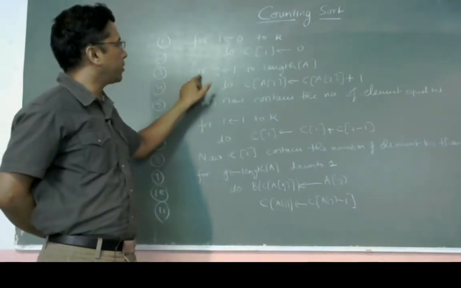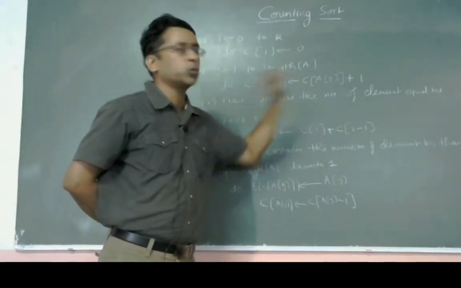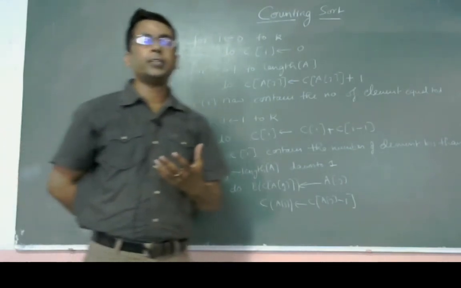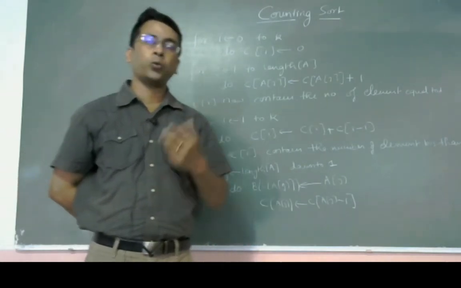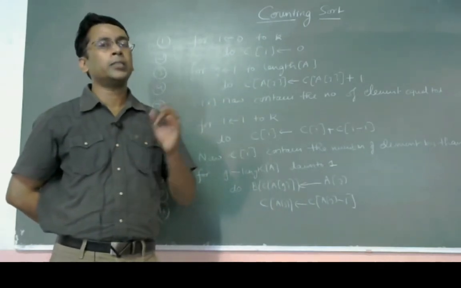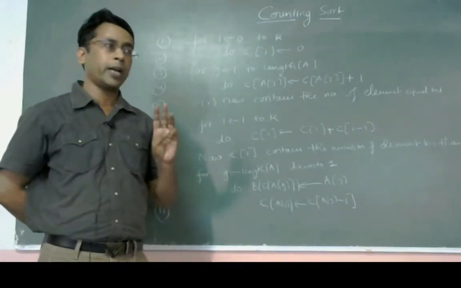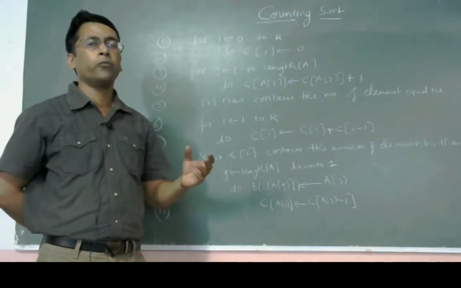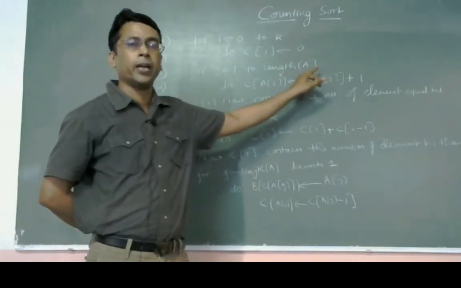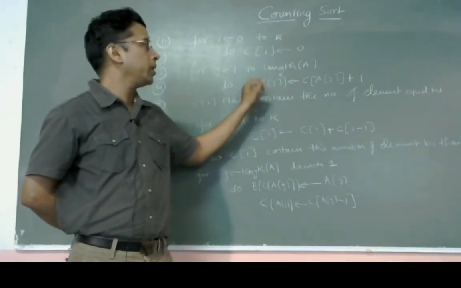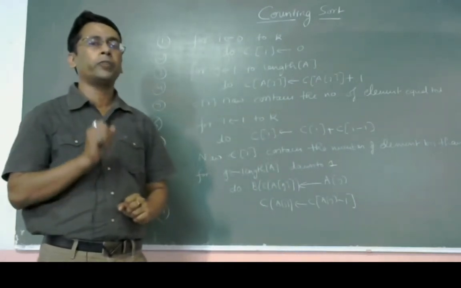After that we start a for loop for j equals 1 to the length of A and do C[A[j]] = C[A[j]] + 1. The data that we have to sort is in array A, which is the actual array, and C is the frequency array that represents the frequency of each distinct element. Initially C has k blocks, each with value 0. When we travel through array A, we do C[A[j]] = C[A[j]] + 1. It means we count the individual frequency of every distinct element.